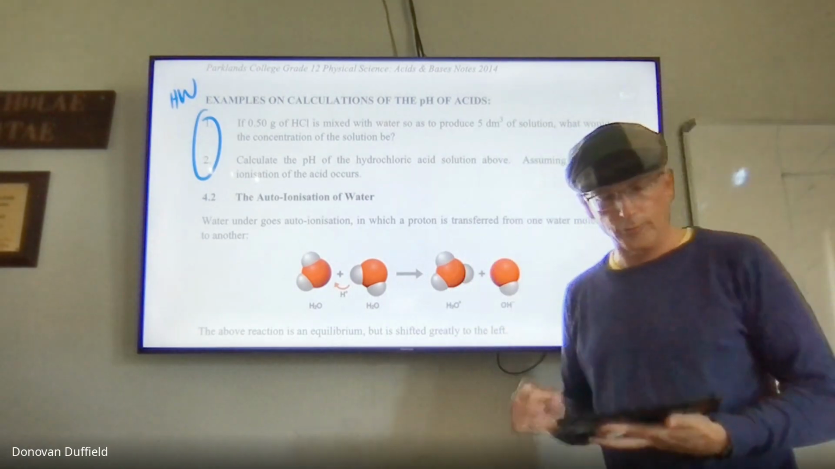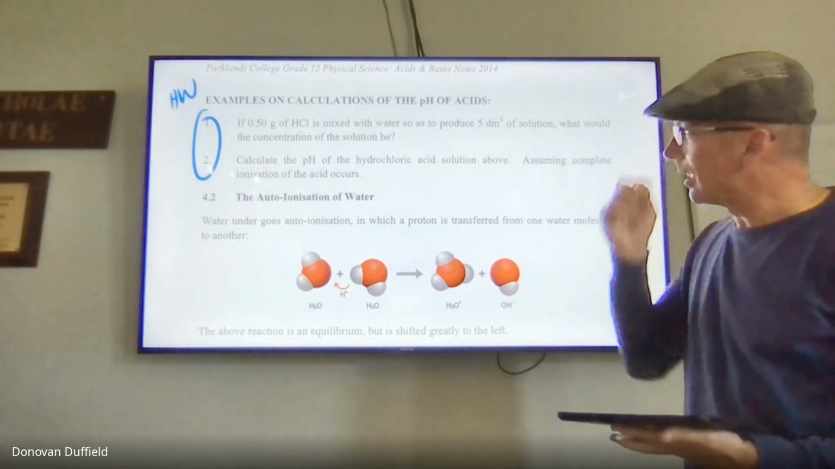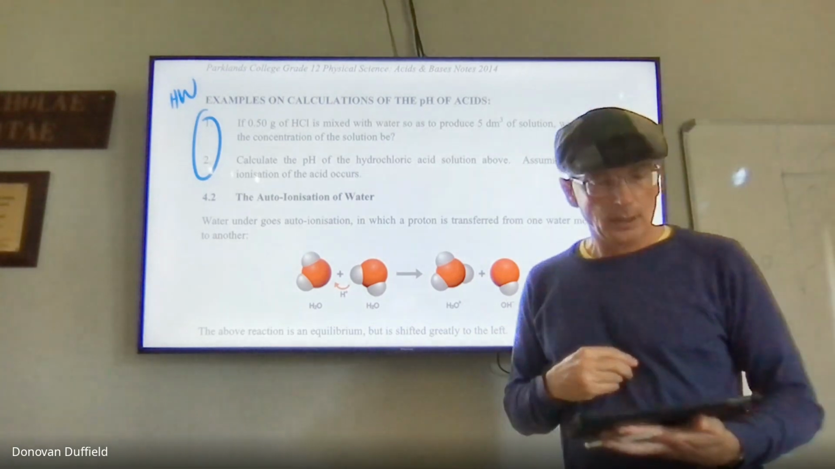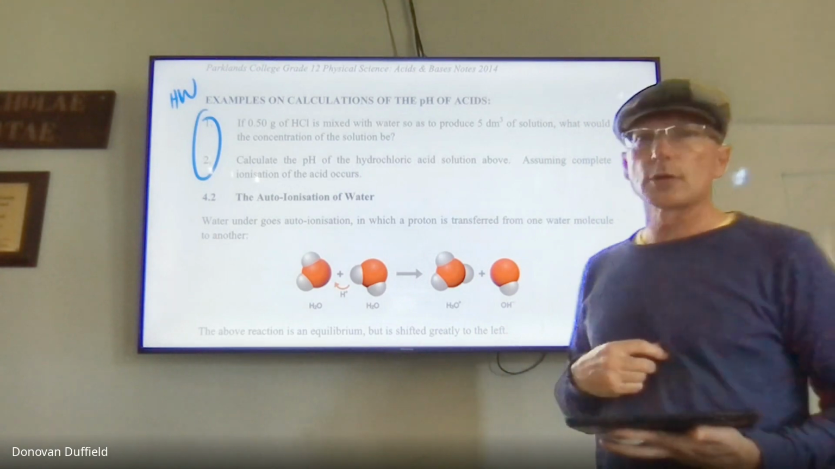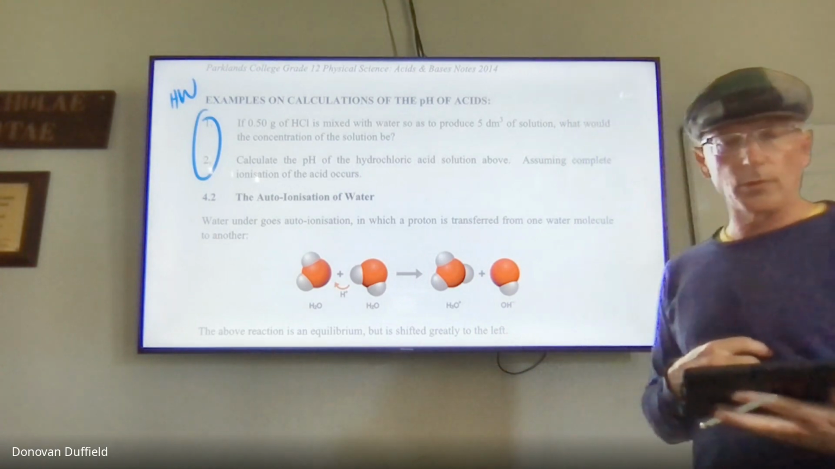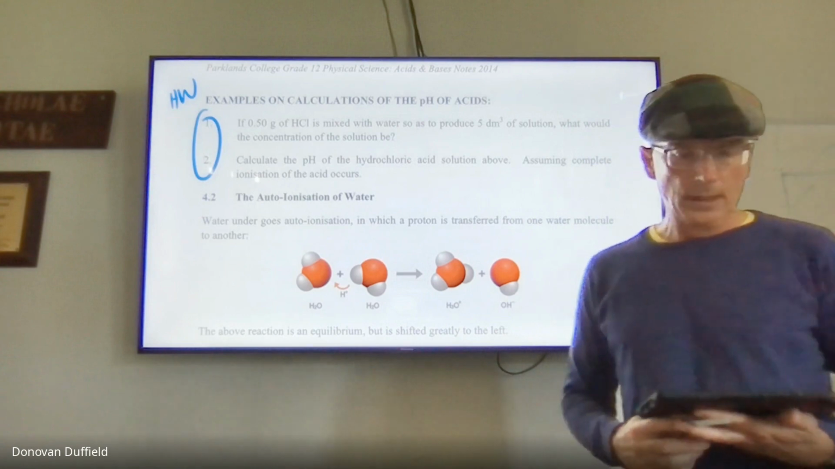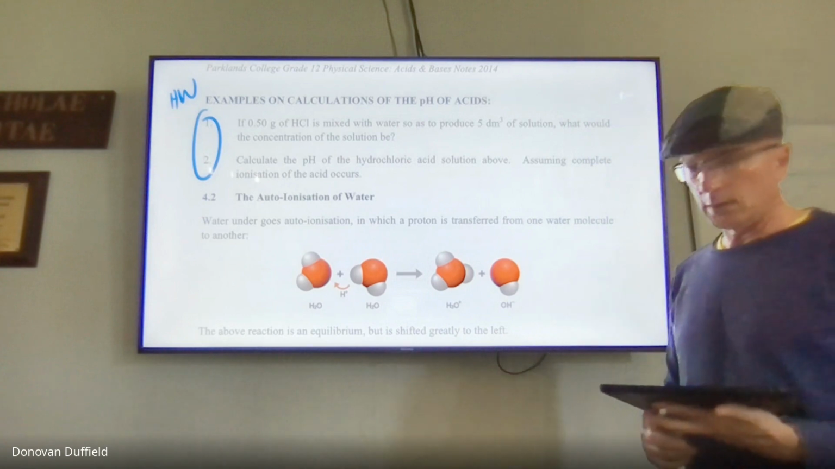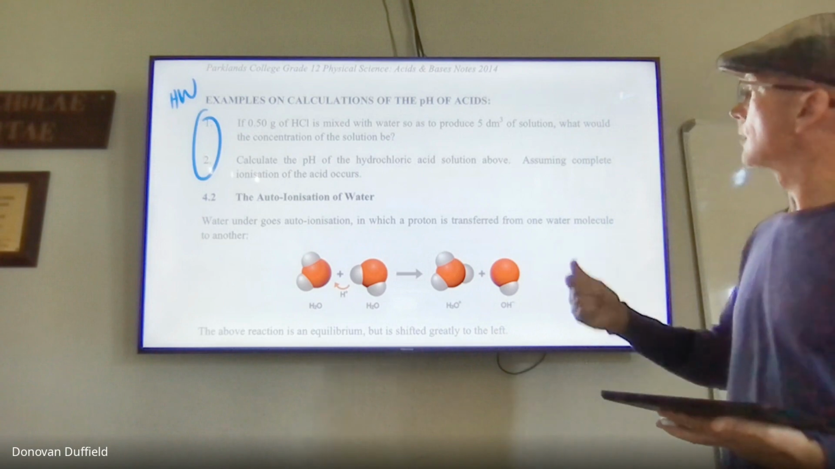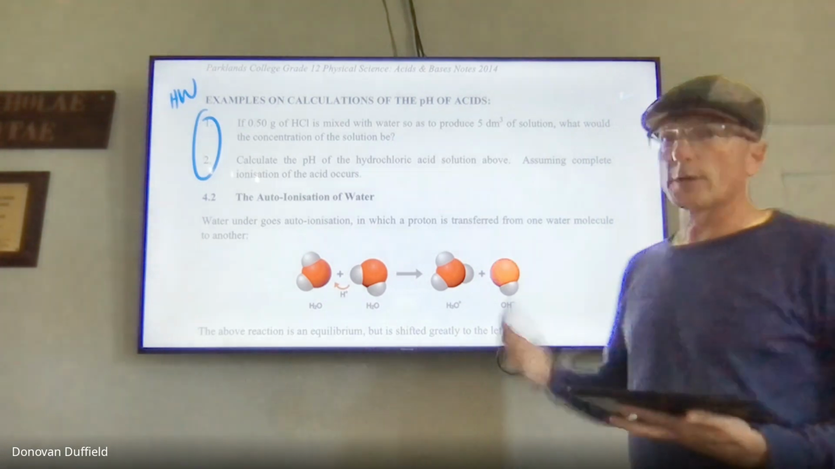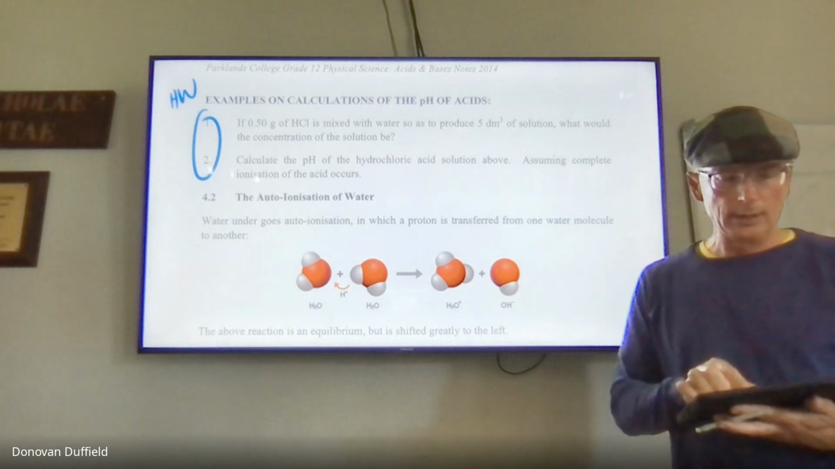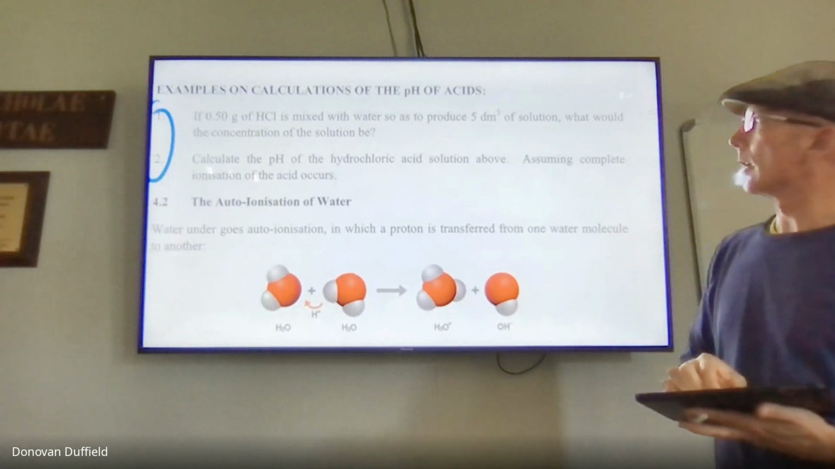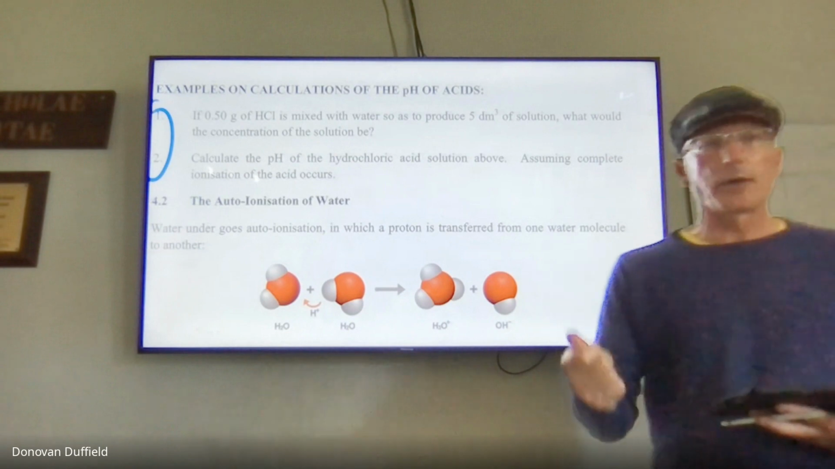So let's start off with the homework question. So the first one is, if 0.5 grams of hydrochloric acid is mixed with water so as to produce a 5 cubic decimeter solution, what would the concentration of the solution be? Now, that's a pretty straightforward stoichiometric calculation, but you got to get it right.